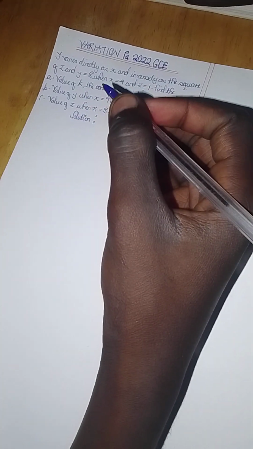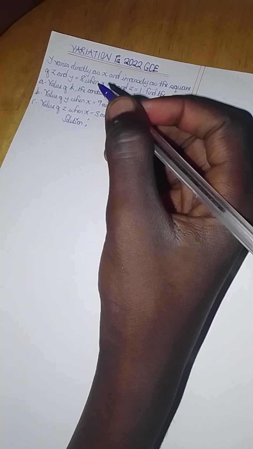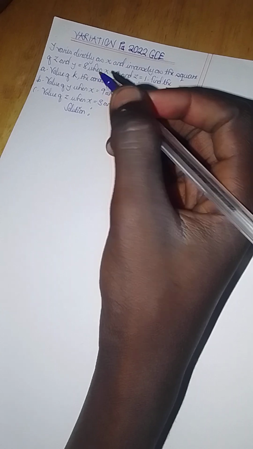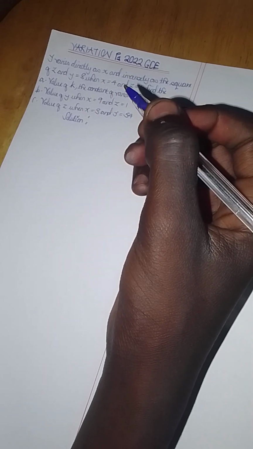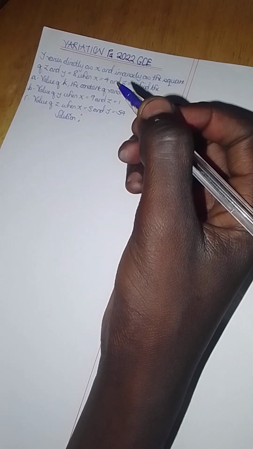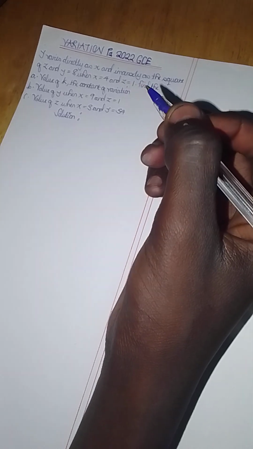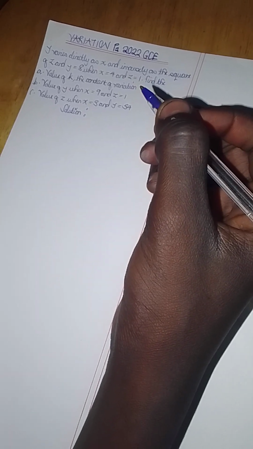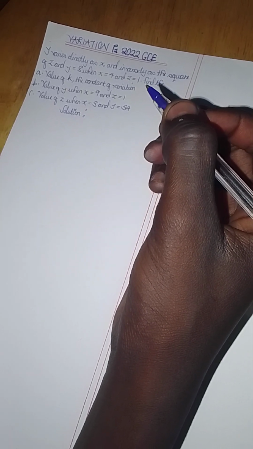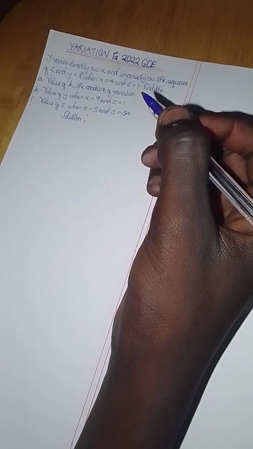So here with me is a question from 2022 about variation GCE. The question states, y varies directly as x and inversely as the square of z, and y equals 8 when x equals 4 and z equals 1. Find the value of k, the constant of variation.